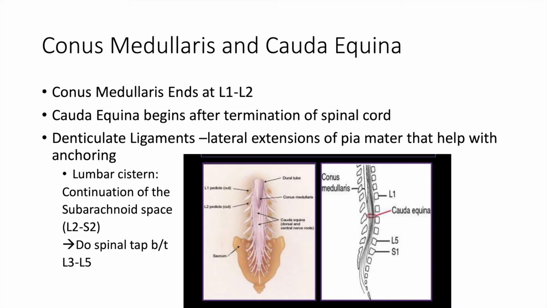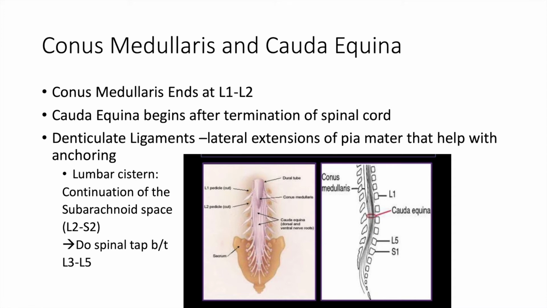So why does our spinal cord end earlier than our spine? So when we're developing, it's actually all the way down there. But as we grow, our vertebrae get bigger, we get taller, but our spinal cord doesn't. And so it ascends up, and it ends up ending at L1, L2.